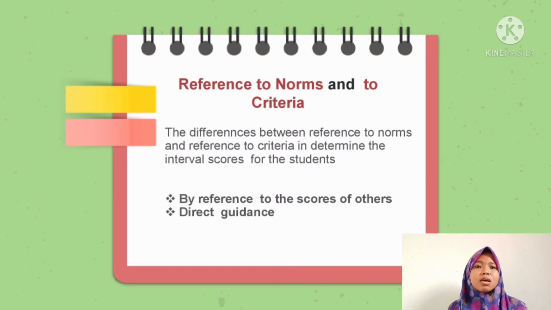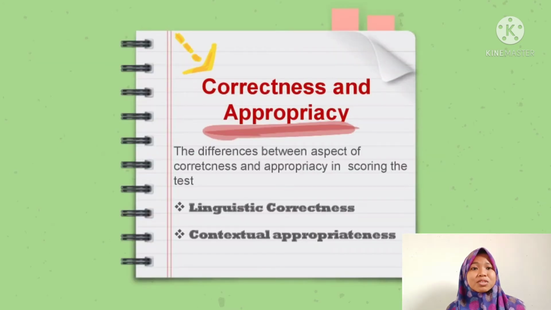For example, a student deserves to get A because the score is in the interval between 86 and 100, for example.